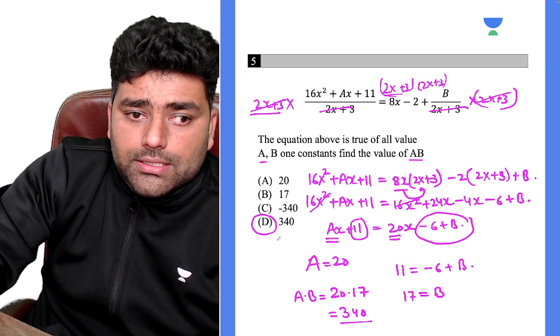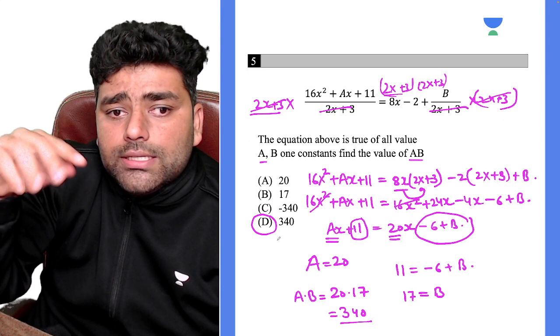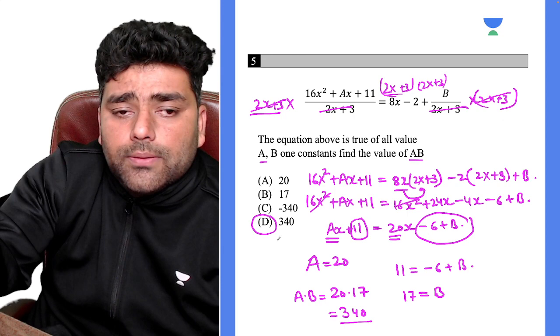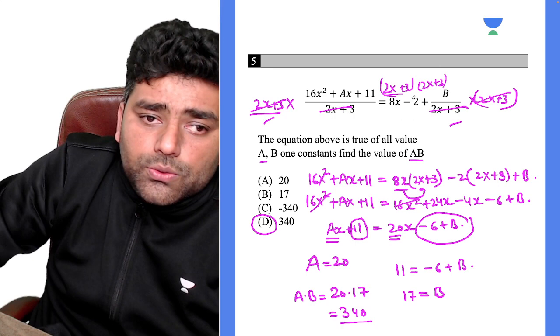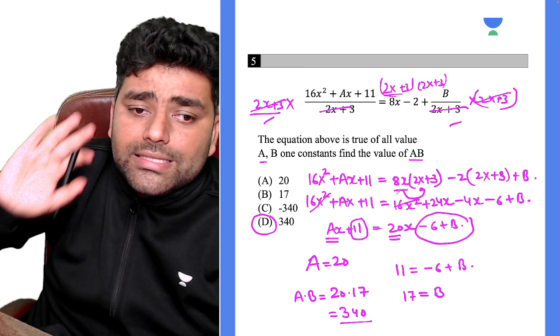Okay, quickly check this guys. This is actually what we did there. We just needed to get rid of this denominator. So we multiply by 2x plus 3 in every term of this equation. When you multiply by 2x plus 3, the denominator cancels out, and we have 8x multiplied by 2x plus 3 and negative 2 multiplied by 2x plus 3. And then after that, we just simplify that, right?